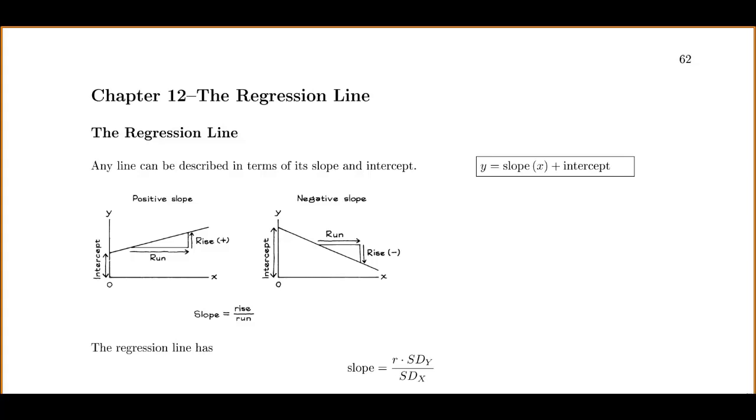Chapter 12 is about the regression line. First of all, let's remember back to our math classes, and any line can be described in terms of its slope and intercept. So you remember your slope-intercept form from your math classes. The equation of a line is y equals mx plus b, where m is your slope and b is your intercept. So in statistics, we'll usually just say y is our slope times x plus our intercept.